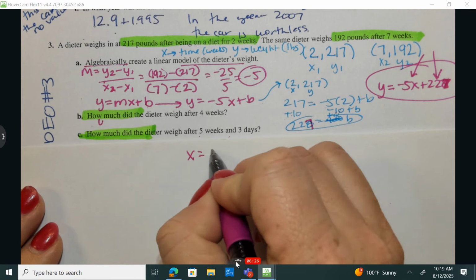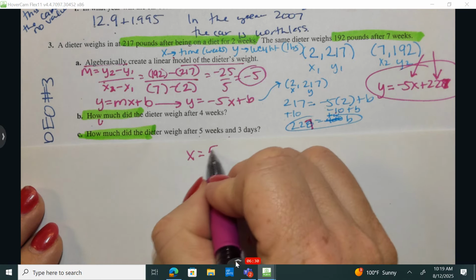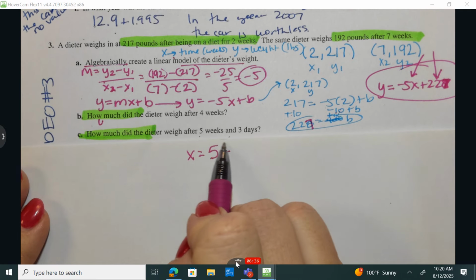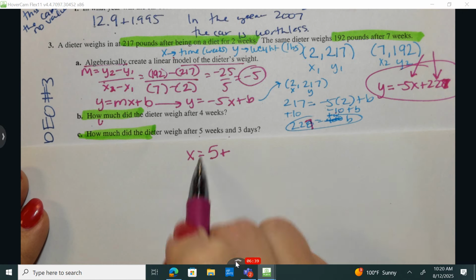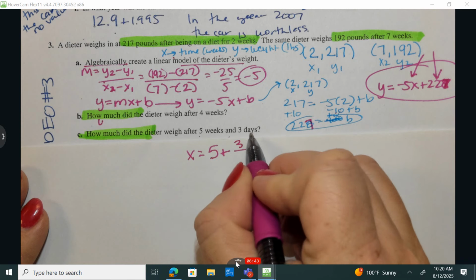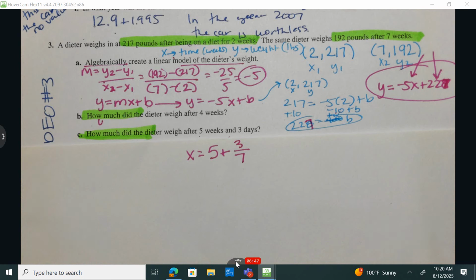X equals. So we know that X is in terms of weeks. So let's put down a 5. But then it's not just a clear-cut 5. There's like this additional days. X is only in terms of weeks. So this partial part needs to be in terms of weeks as well. How many days are there in 1 week? 7. So what I'm going to do is I'm going to use a calculator, and I'm going to calculate this right now. You may do this with me.